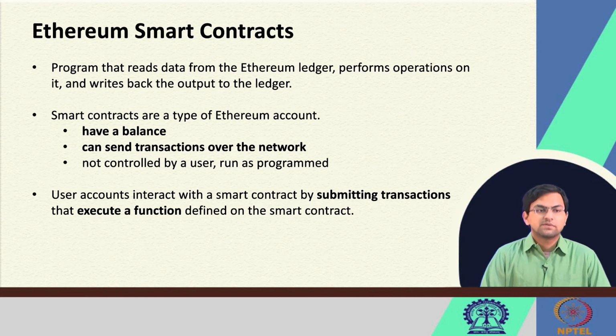The user accounts interact with these smart contracts by submitting transactions that execute a function defined on the smart contract. So in one particular contract we can define multiple functions. It can be doing multiple operations, and whatever operation we need to execute in a smart contract will be defined as these functions, and we will be sending transactions specifying those functions. So we will see this in detail.